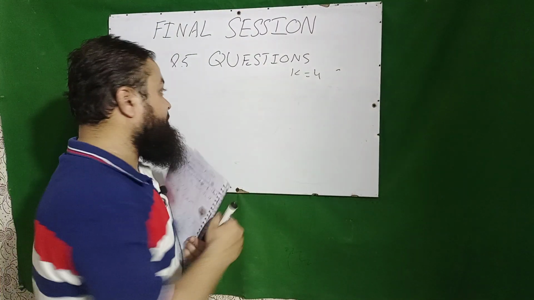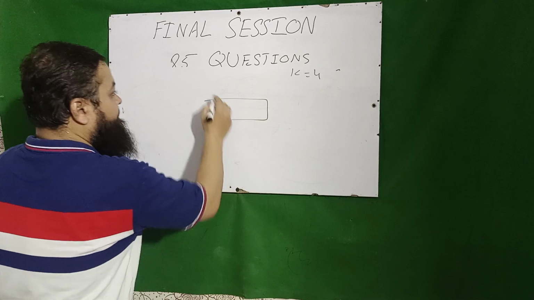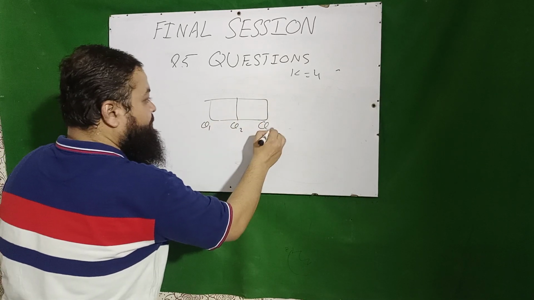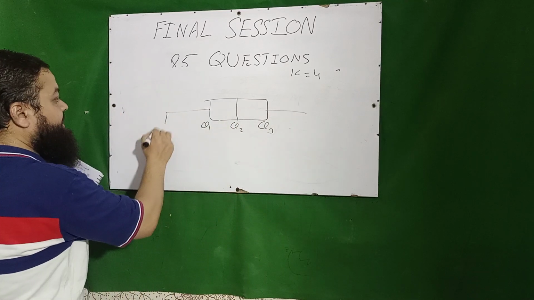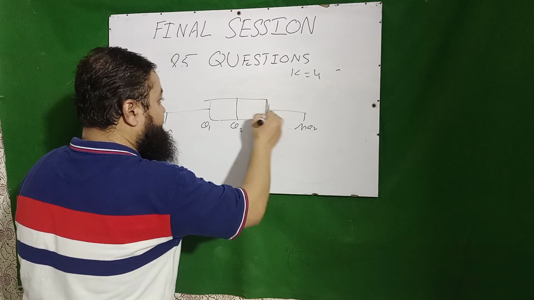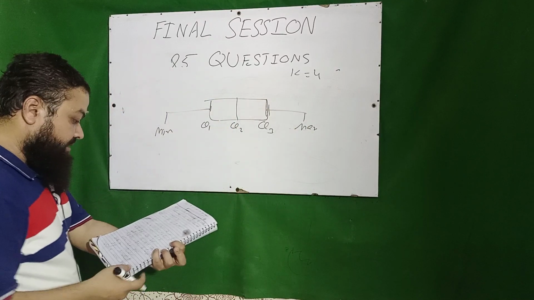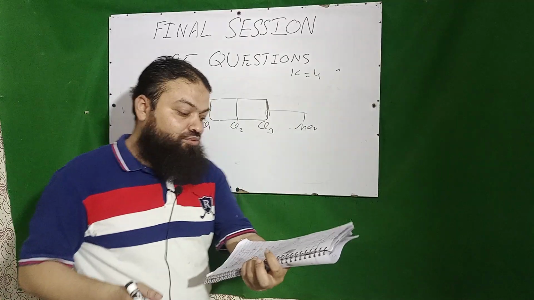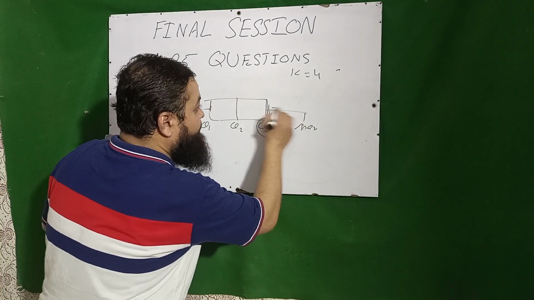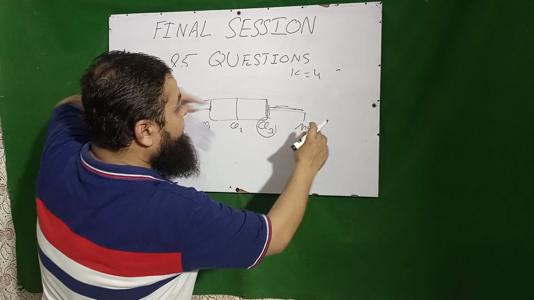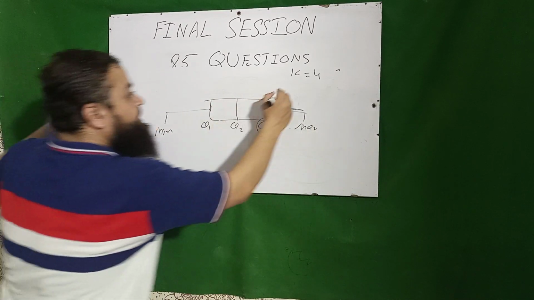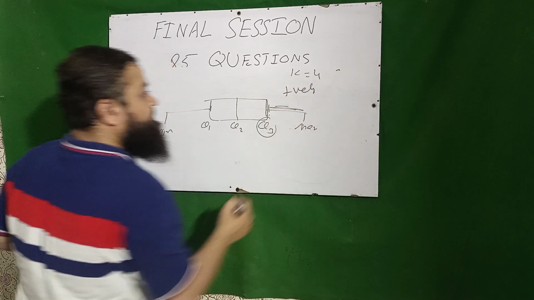Very important question about the box plot again. We know here we have Q2, 5 number summary, Q1, Q3. These are two whiskers. Here we have minimum value, here we have maximum. These are hinges actually, these two are hinges. The question is, if the gap between Q3 and highest value is longer than the gap between Q1 and minimum value, we have positively skewed.